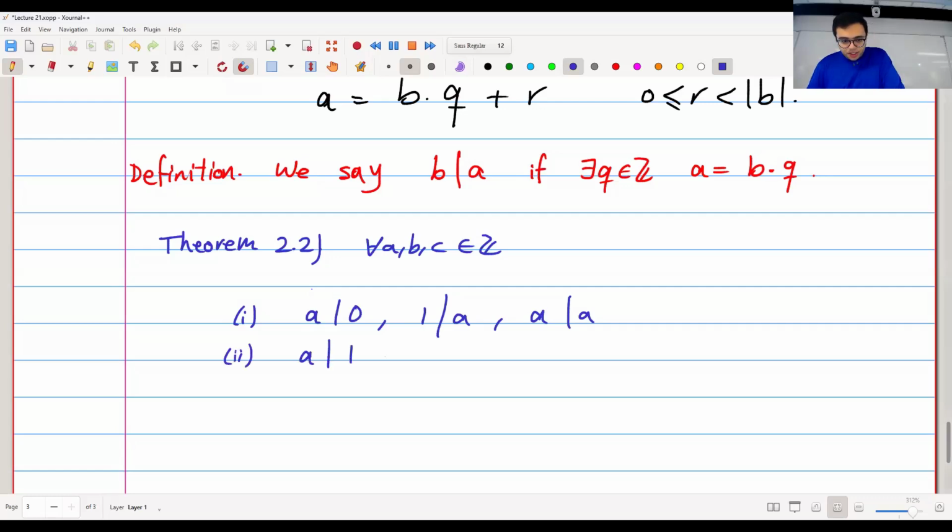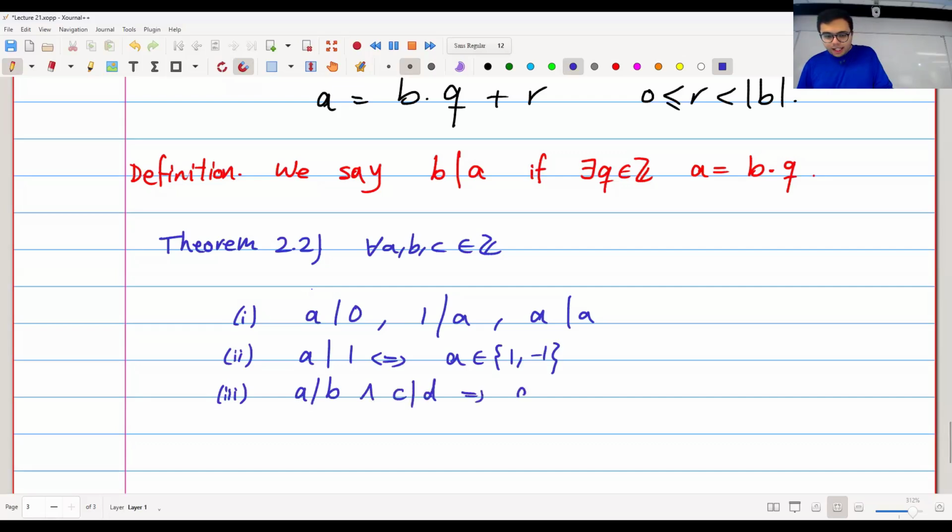The second property is this. A divides 1 if and only if a is either 1 or minus 1. Again, you can easily check this. You can use the absolute value rule for this. Now, this one is nice. If A divides B and C divides D, then AC divides BD.